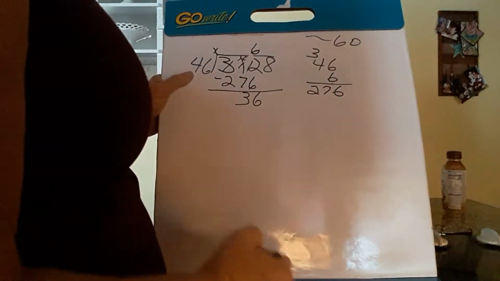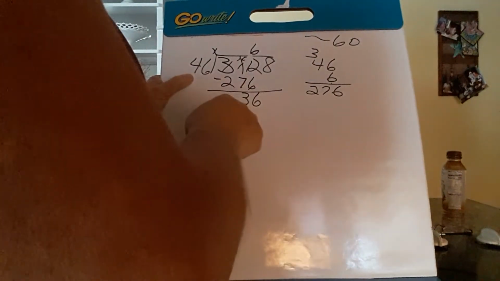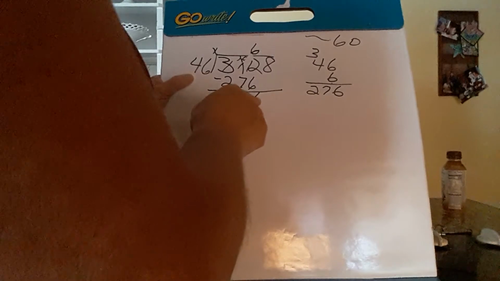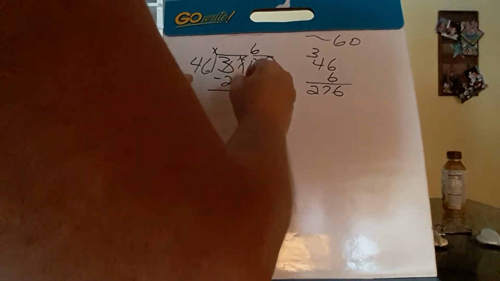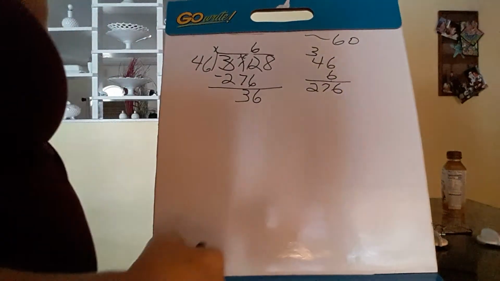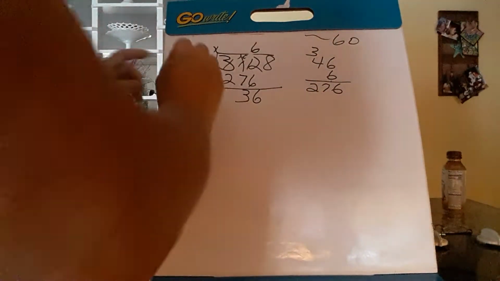And 46 does not go into 36. Let's make sure that I subtracted correctly. 6 plus 6 is 12, yes. And then carry 1, 10, 1, yes, and then 1. All right. So it doesn't go into 36, so bring your 8 down.